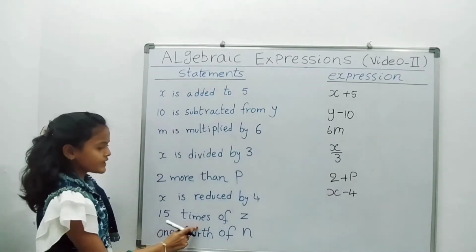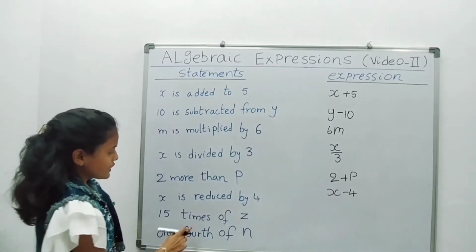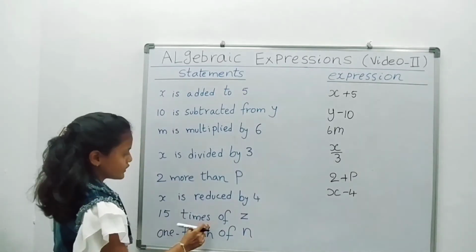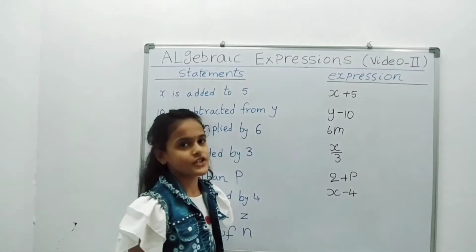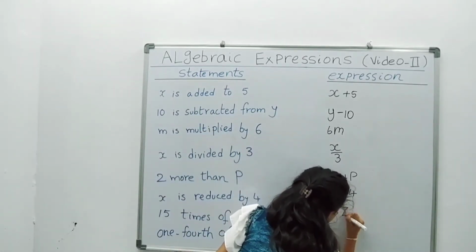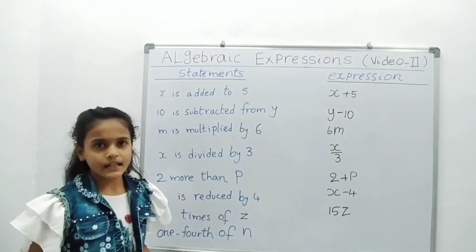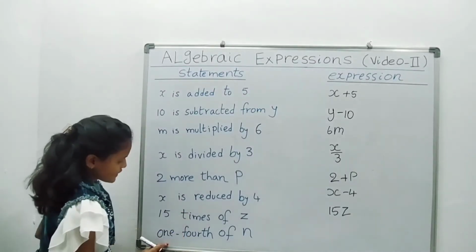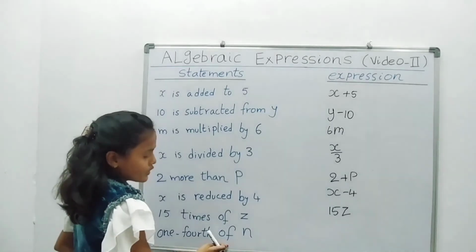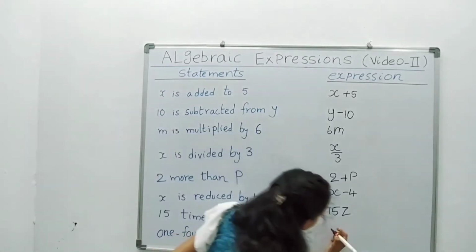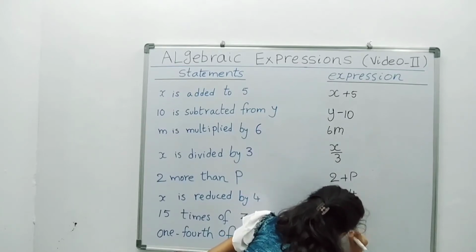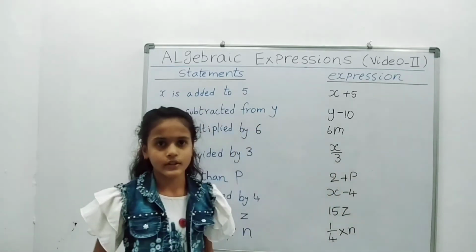Next, 15 times of z. Times means into. 15 into z is 15z. The next statement is 1/4 of n. 1/4 into n. Okay.